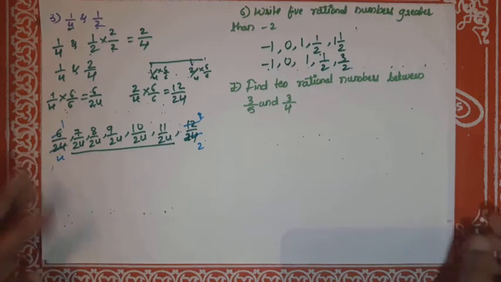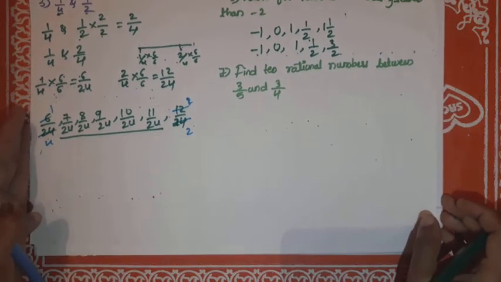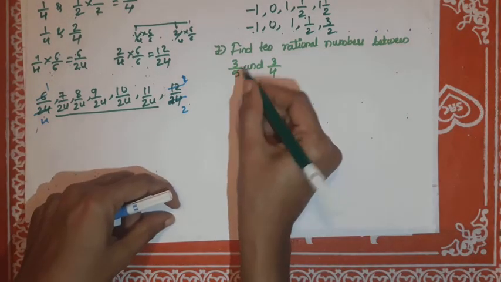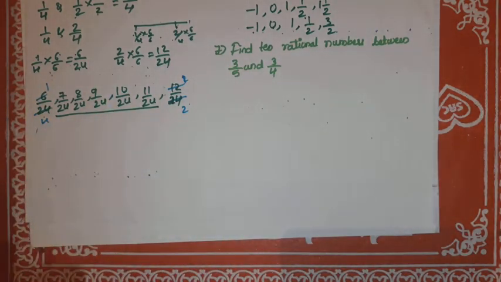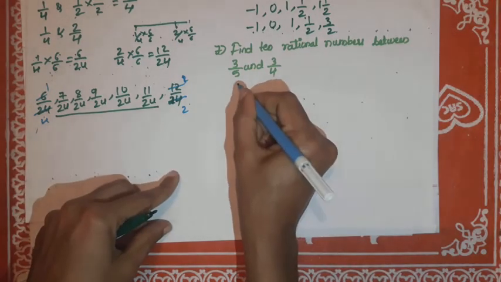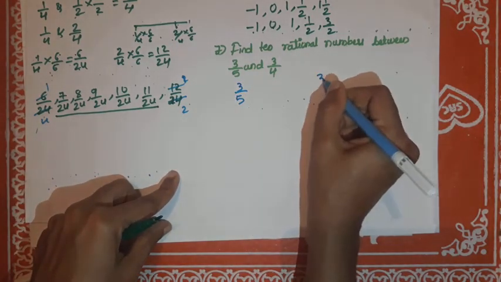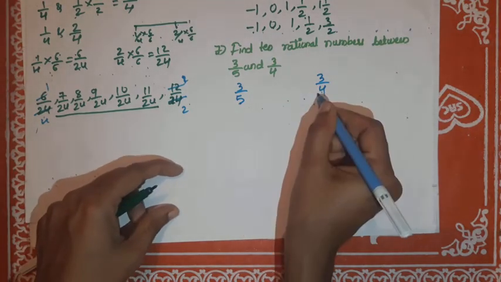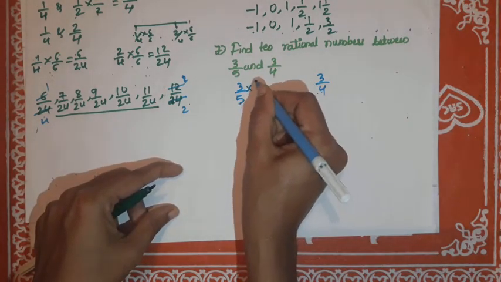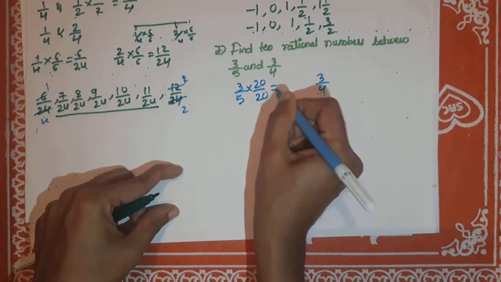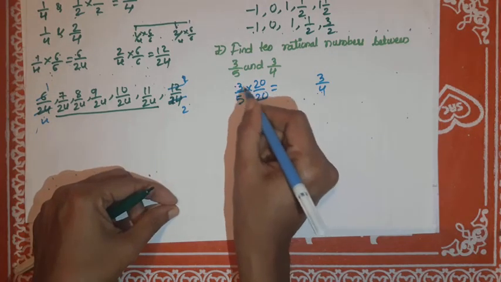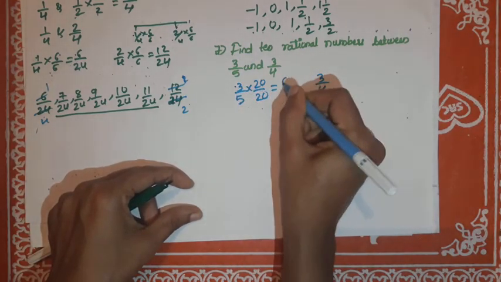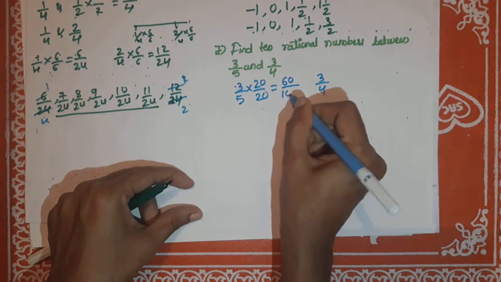Next, find 10 rational numbers between 3 by 5 and 3 by 4. Here we need to make the denominators the same. 5 and 4, the LCM is 20. I multiply by 20 and 20. 3 20s are 60 by 5 20s are 100.